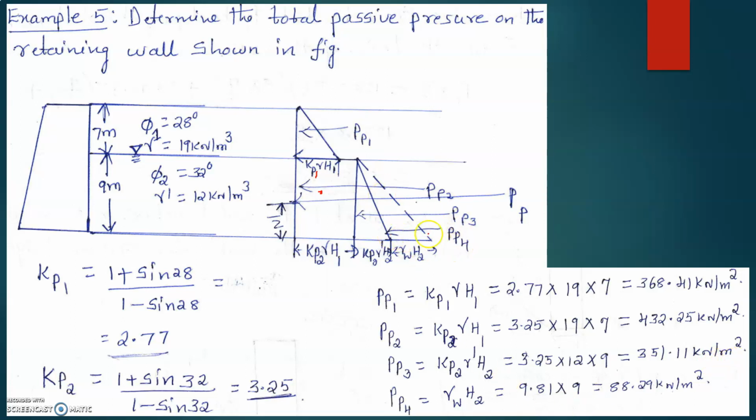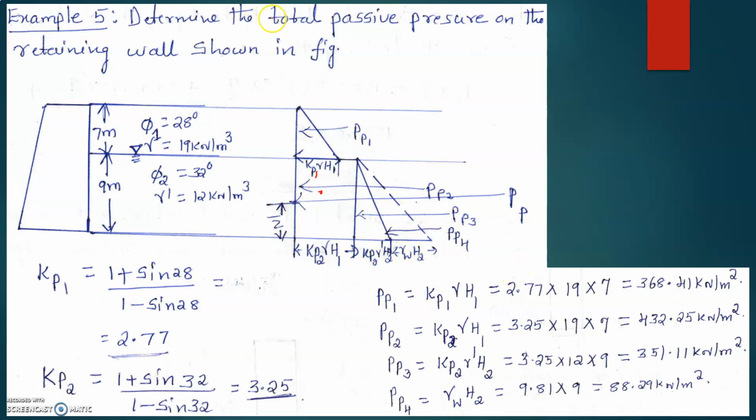Then let us find this Pp4, that is due to the water pressure. So that is gamma W into H2. Gamma W is 9.81 into H2, that is 9, which is equal to 88.29 kilonewton per meter square. So this is the earth pressure at the base of the wall.